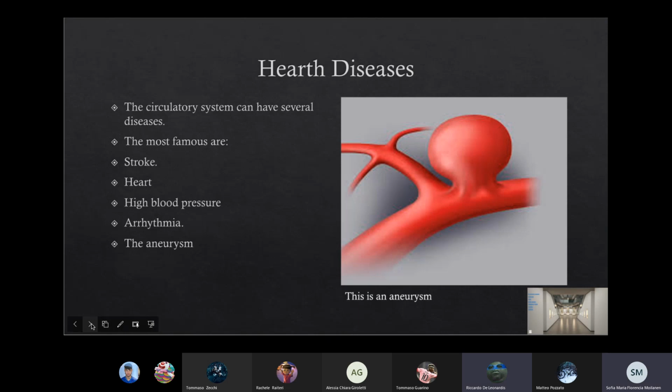Heart diseases. There are many types of heart diseases, but the most famous are stroke, heart attack, high blood pressure, arrhythmia, and aneurysm.